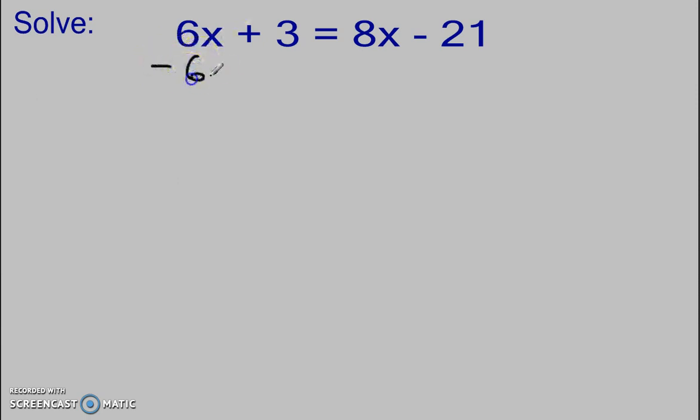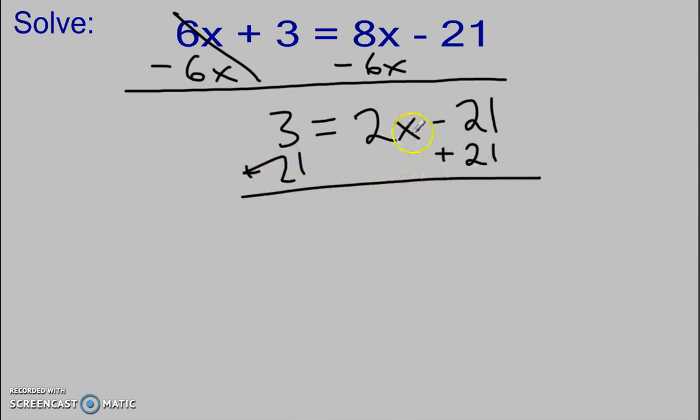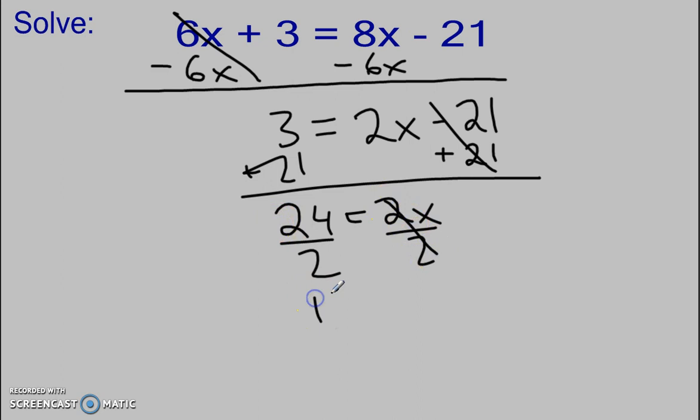So I would subtract 6x from each side, and that cancels this one out. You get 3 equals 2x minus 21, and then add 21 to each side. Cancels out here, and you get 24 equals 2x. Divide by 2, and you get x equals 12, or 12 equals x.